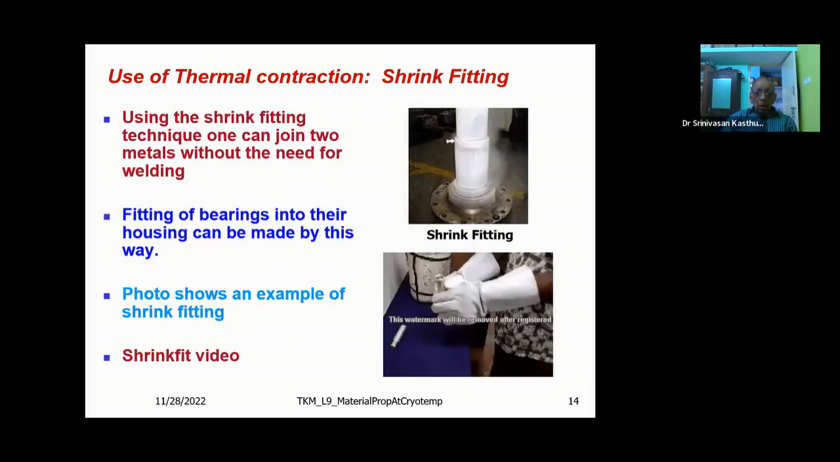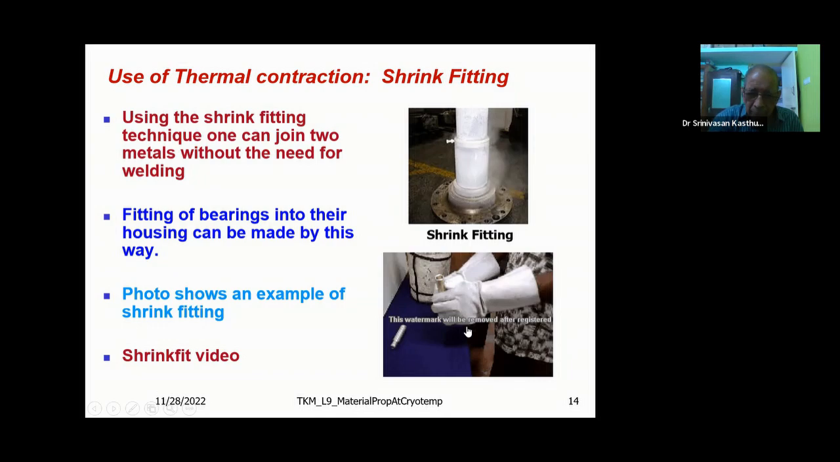Right. Okay, I don't know whether I have played this video, but it may not be necessary at this point. But if it is possible, I'll try to play it. Okay, what is the use of thermal contraction? First of all, joining two dissimilar materials. Suppose I want to join two metals. Then you can use what is called shrink fitting. They are useful for fitting the bearings into the housing. There is a video here, but I'm not sure whether it will play. If it doesn't play, it doesn't matter.